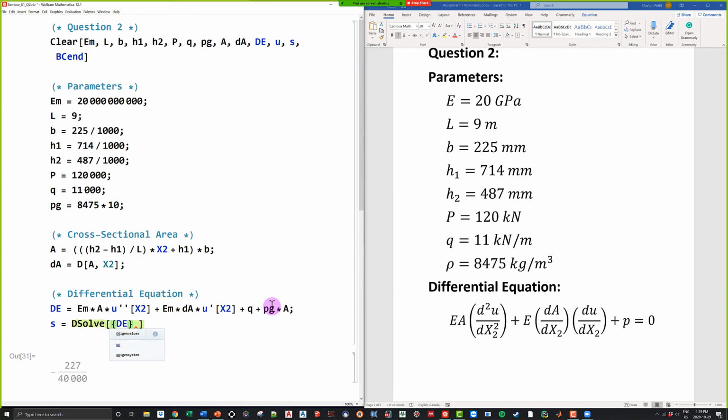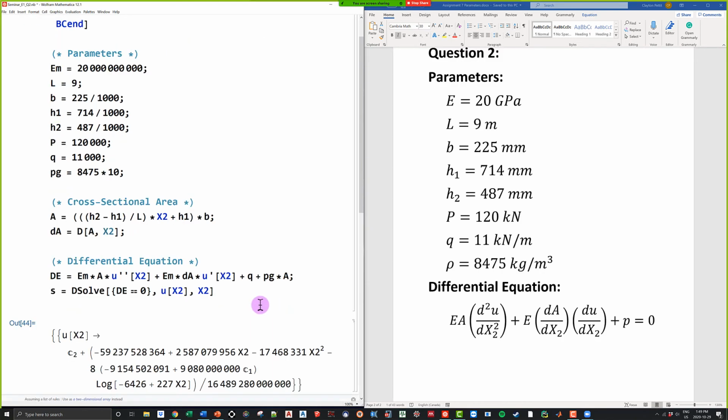Well, our differential equation, we define it as dE, and we know that bad boy is going to be equal to 0. The second thing is, what function are we trying to solve for? Well, we want to solve for u as a function of x1. And then the final part is, what is the variable? Well, we know that's actually x2, and I need to switch that over there.